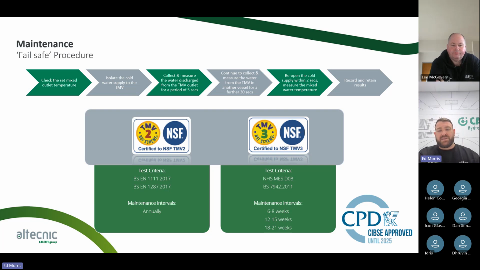When it comes to the fail-safe procedure for TMV2, it's very much a case of we run the outlet, so we've got stable flow. We isolate the cold using the isolation valve, which is installed. We take a measurement for the first 5 seconds in a container. We then swap that to a second container, so we will have to have 2 containers. We then collect it for a further 30 seconds. So we are reading that over a 35-second period in 2 separate containers. We then get the permissible amount of water which is allowed to pass through.